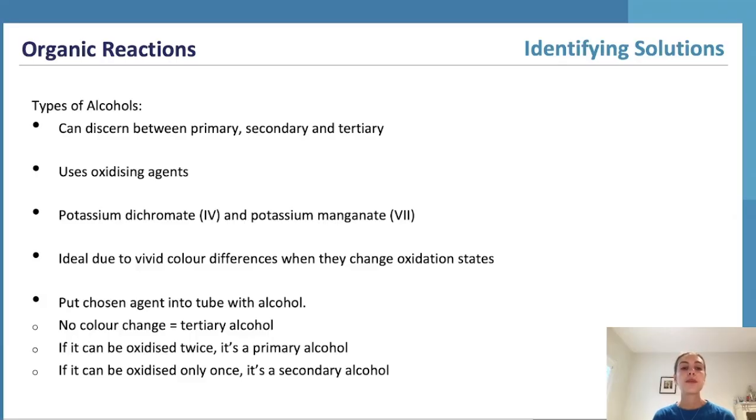So you can put the unknown solution into a tube with the alcohol and with the potassium dichromate, and if there's no color change, we'll know it's a tertiary alcohol because tertiary alcohols can't oxidize. If it changes color twice, we'll know it's a primary alcohol because primary alcohols oxidize twice. And if it can only be oxidized once, we'll know that it's a secondary alcohol because secondary alcohols can only be oxidized once.